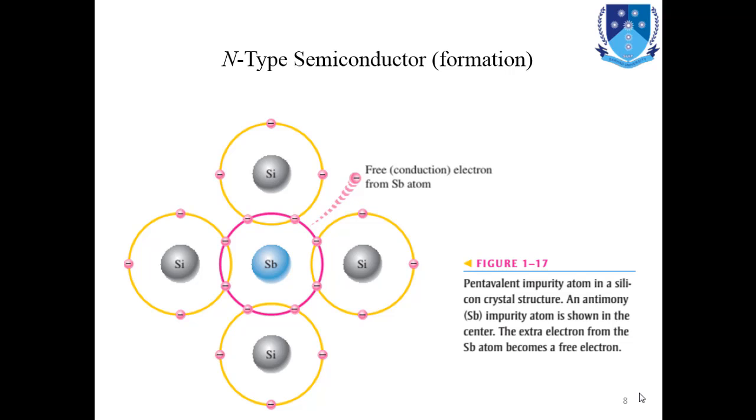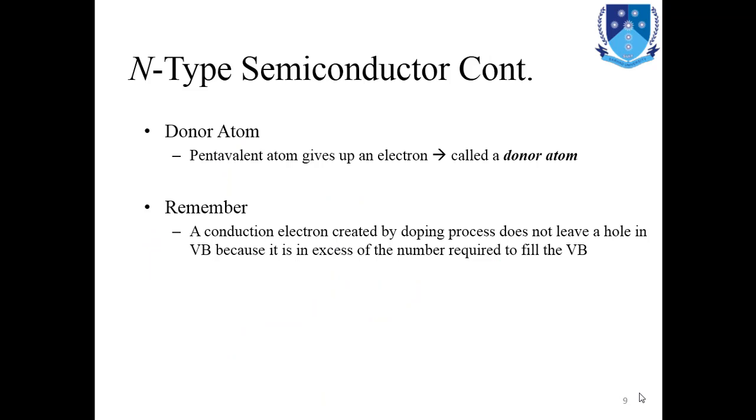So if we add 1 impurity atom, we will get 1 free electron or 1 conduction electron. If we increase the number of impurity atoms, the number of free electrons inside that material will also increase. As a result, the silicon material will have electrons in excess. The pentavalent atom is also termed a donor atom because it gives up an extra electron. That's why it is called a donor atom.